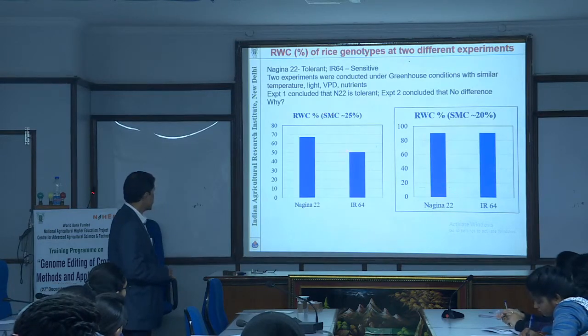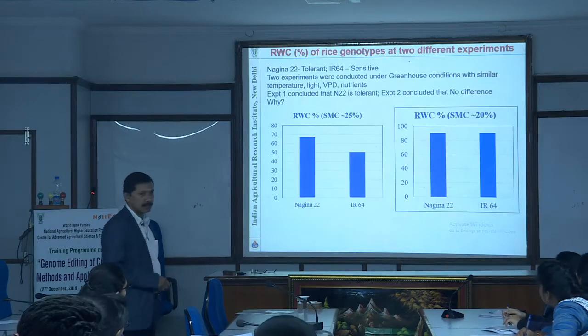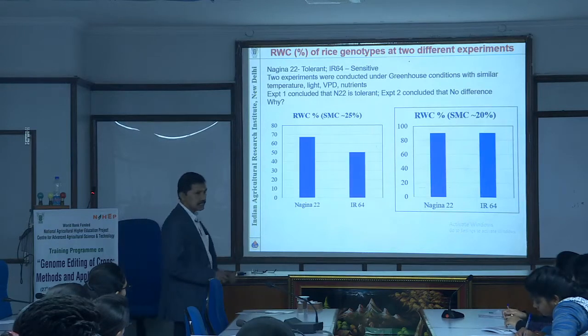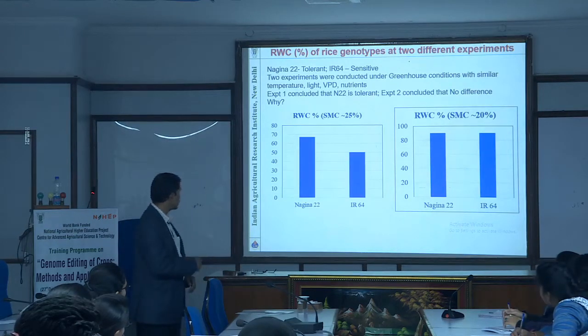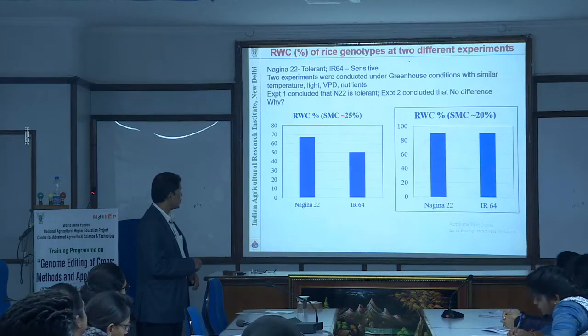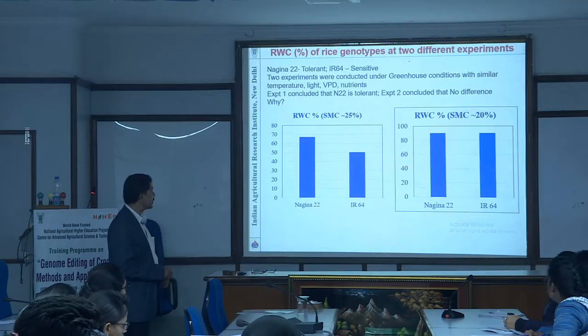These are two rice genotypes: Nagina 22, which is a known drought tolerant genotype, and IR64, which is a drought sensitive genotype. These were grown in one experiment where the soil moisture content was about 25%.